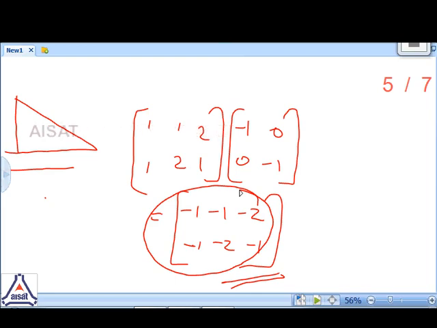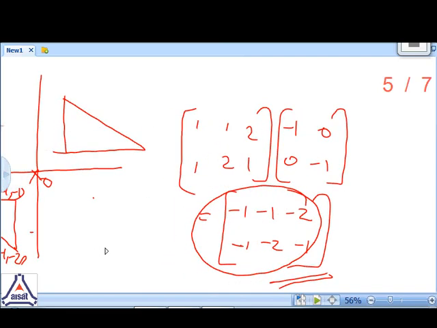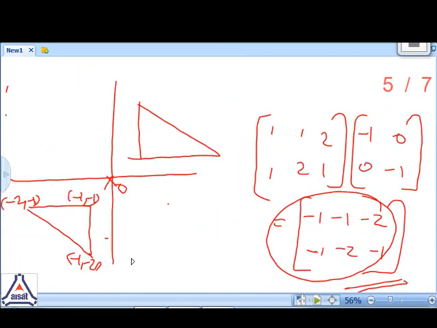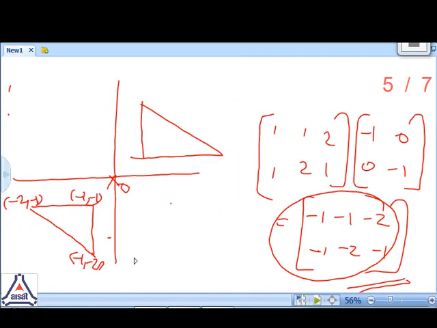In this video, we passed through three different transformations. First one, the translation. Translation was moving of an object from one position to another. Second one, scaling. Scaling means enlargement of an object, and the last one is reflection.